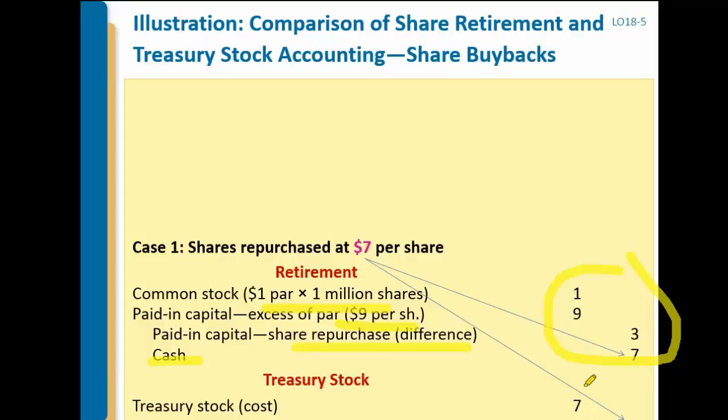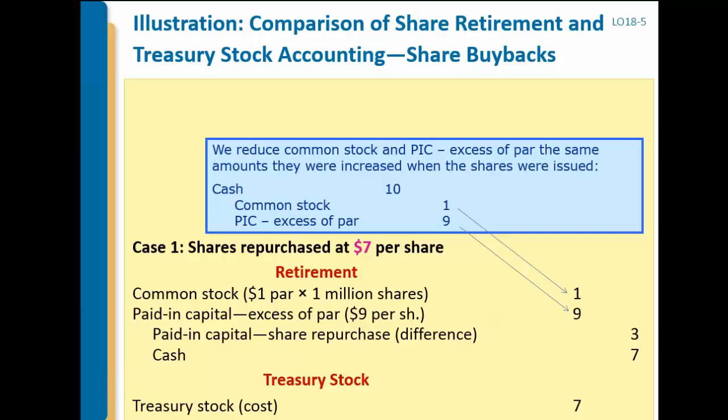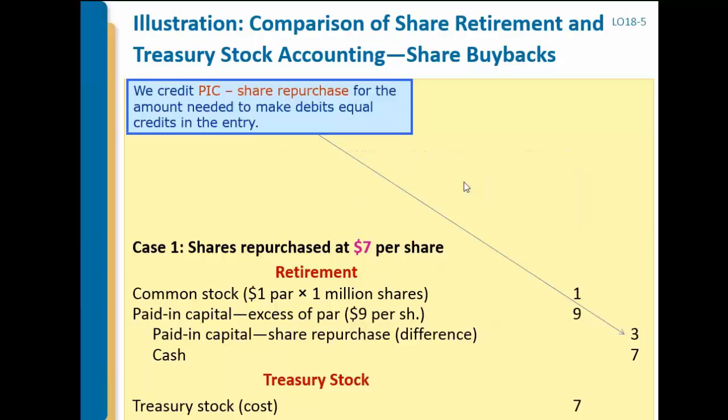If we have other plans for it and we're not retiring it, we simply create an account that we call Treasury Stock, and this is at cost, and this stays essentially as an offsetting account in the balance sheet. You notice that Treasury Stock is a debit, so a debit is going to reduce the equity in the balance sheet. So we reduce the common stock and paid-in capital based upon the paid-in capital price of $9, and then the excess is going to go to the account that we call paid-in capital share repurchase.